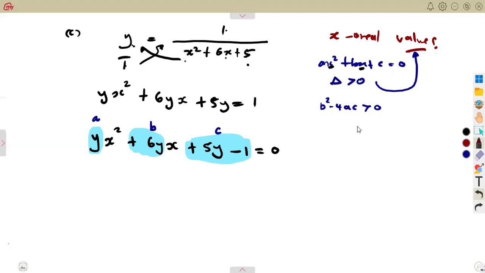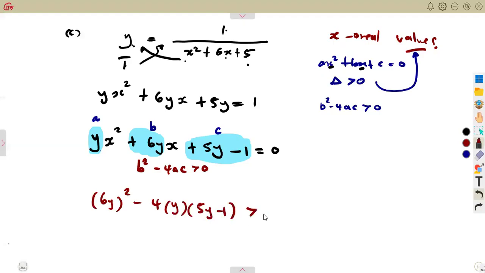So if truly the values of x are supposed to be real, the discriminant b squared minus 4ac is supposed to be greater than 0. And the b, we have this, that is (6y) squared minus 4 times a, which is y in this case, times c, which is 5y minus 1. The discriminant must be greater than or equal to 0.